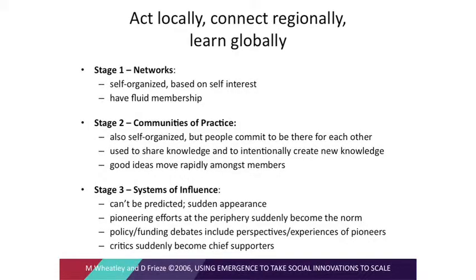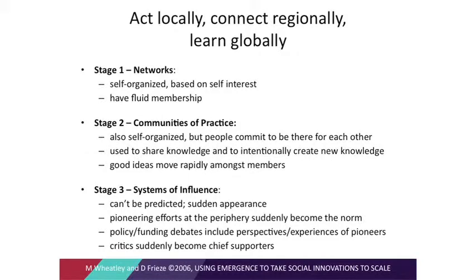Margaret Wheatley talks about the fact that we need to act locally, connect regionally, and learn globally. And this goes back as well to the notion that context matters. So we do need to act at the local level where that contextual knowledge and that tacit knowledge is, and we do that by forming networks, okay? So within our local environment, there's a local network of players that work together. And networks tend to be formed by self-interested individuals who come together.